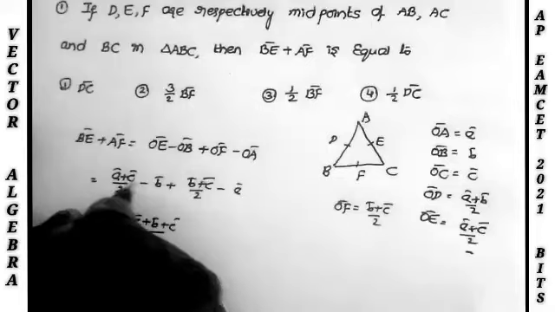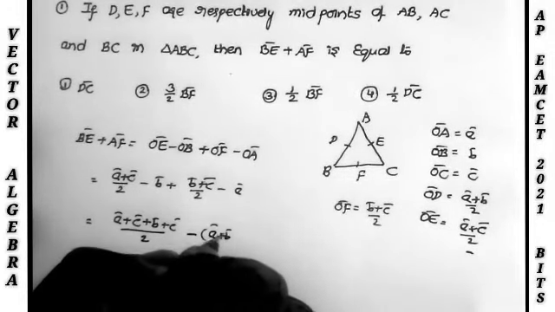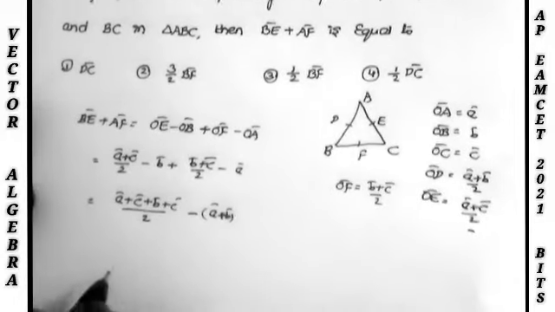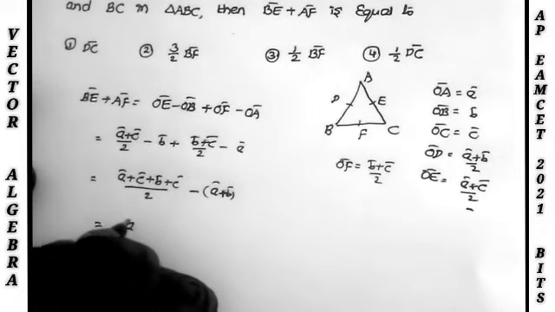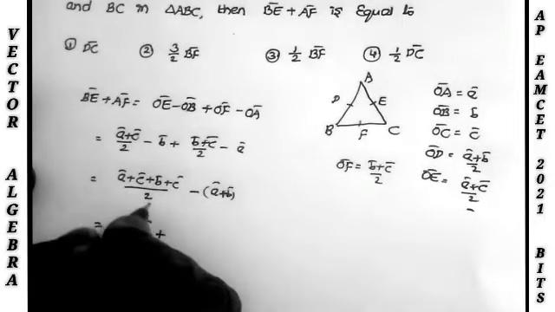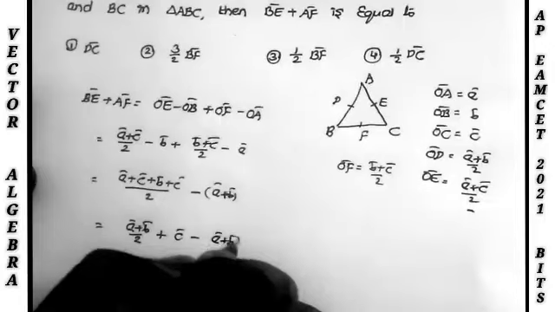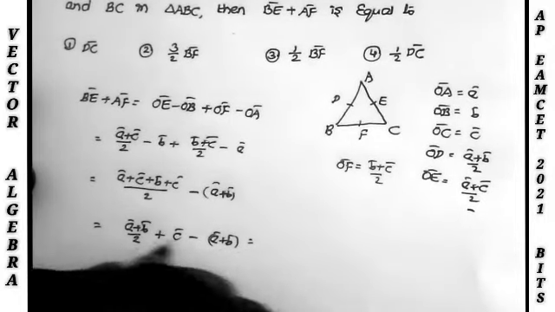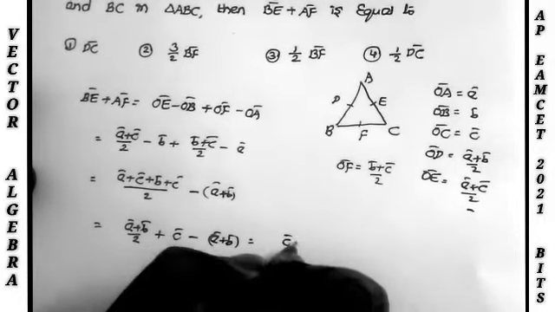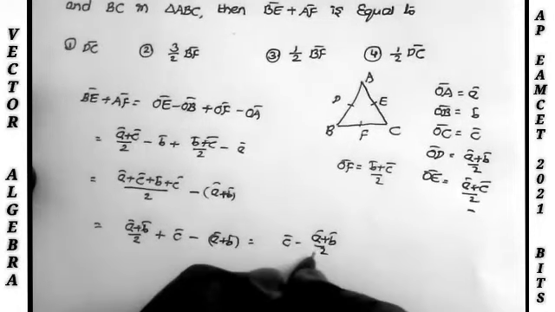I am taking these two values first, minus A bar, minus of A bar plus B bar, taking the minus common from the remaining two values. Now this is A bar plus B bar by 2 plus C bar plus C bar, 2C bar by 2 is equal to C bar, minus A bar plus B bar. A bar plus B bar by 2 minus A bar plus B bar is equal to minus of A bar plus B bar by 2. x by 2 minus x is minus x by 2.